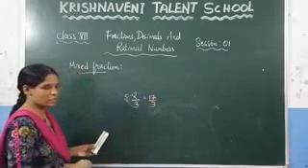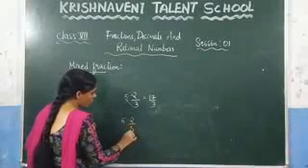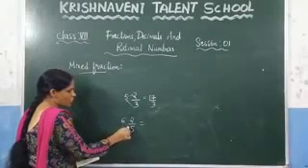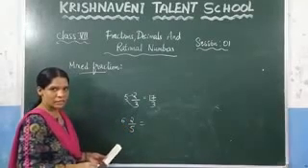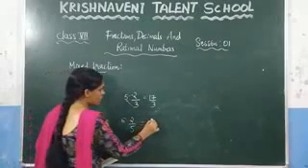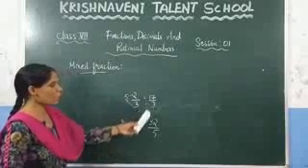Now consider one more example. Here 6, 2 by 5. So what do we need to do? We need to multiply these two values. What is the value of 6 into 5? 30. And after that you have to add this 2. 30 plus 2 is 32 by 5. So we got the improper fraction.